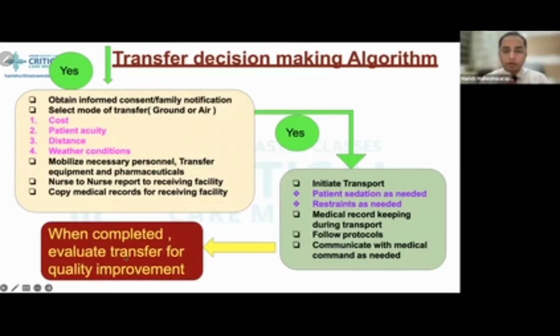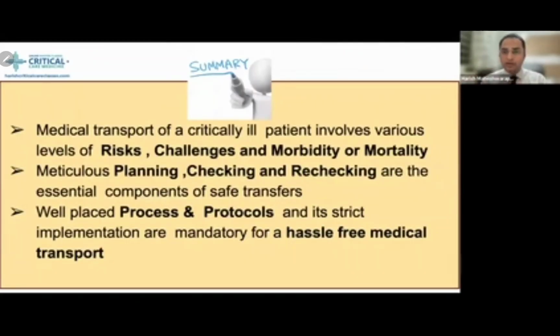When completed, evaluate the transfer for quality improvement. That means what went wrong: whether it was a technical failure, manpower failure, or medication error, what happened, and what is the reason for some untoward event during the transfer. You need to evaluate that so that we can have an upgraded quality improvement of the entire process.